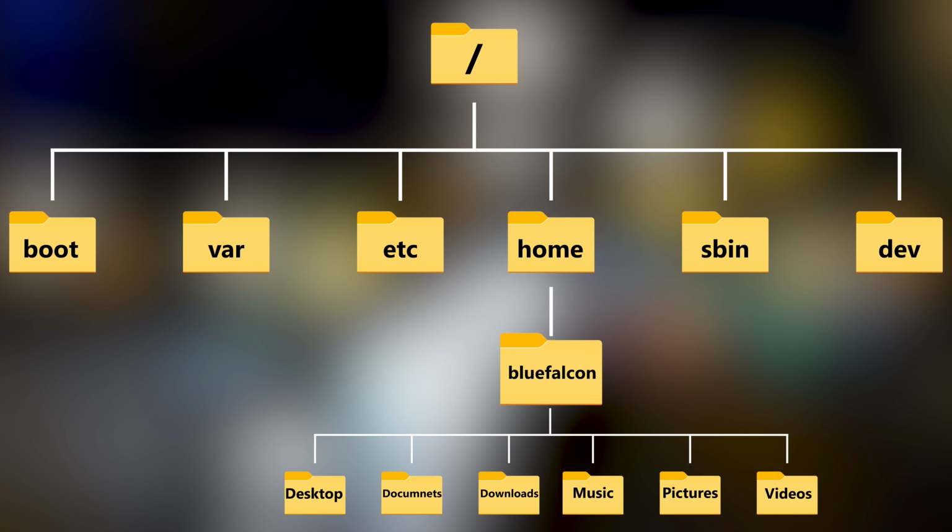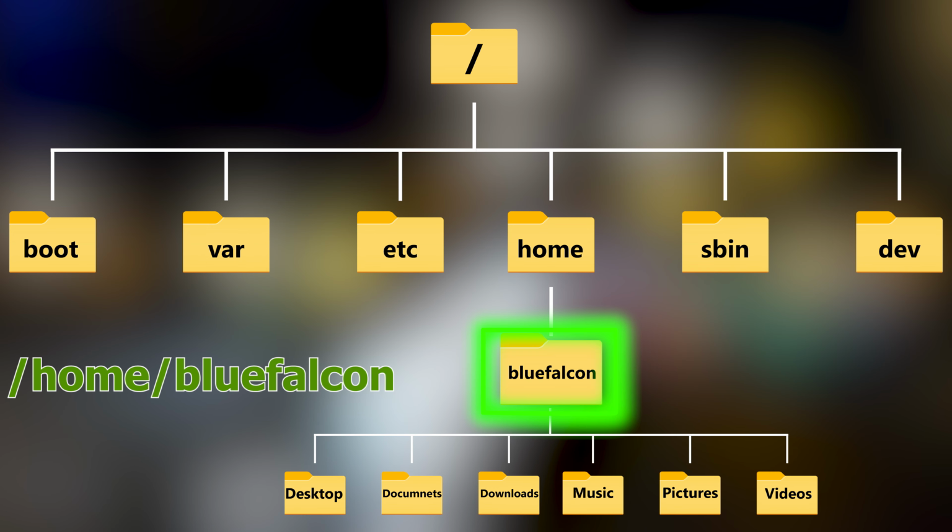In Linux, every user has their own home directory inside the home folder. For example, my username is BlueFalcon, so my home directory is /home/BlueFalcon. This is my personal space where I store files and folders.